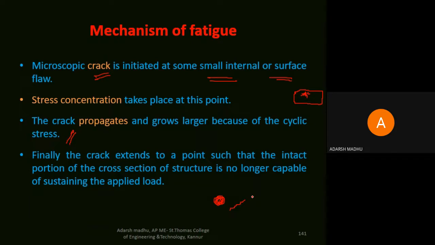So by explaining the mechanism of fatigue, first we want to explain crack initiation, the crack formation, and then crack propagation. So the crack is forming because of some reason, like a defect in the internal microstructure, or any type of impact happening on the surface of any material.